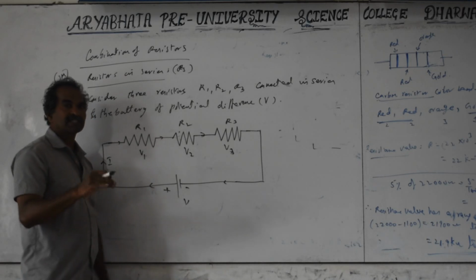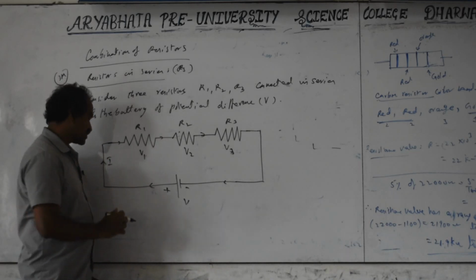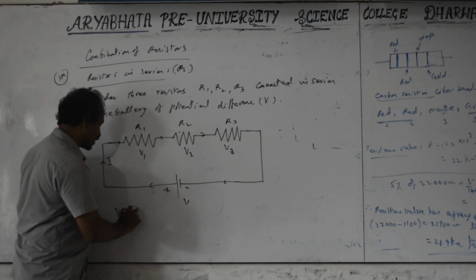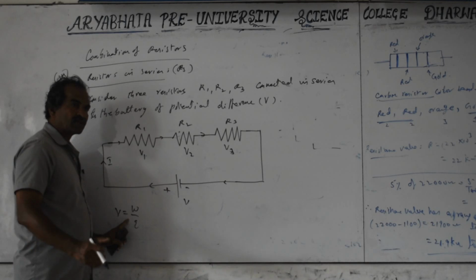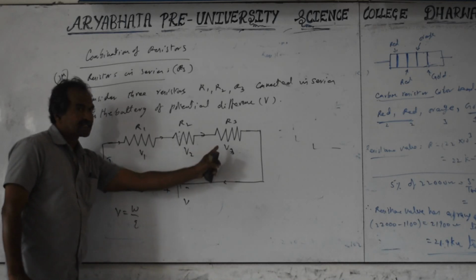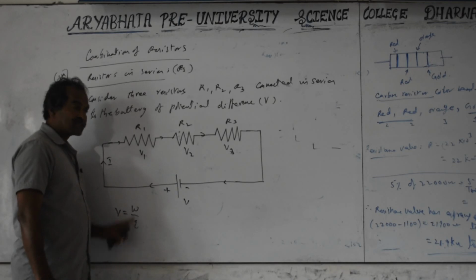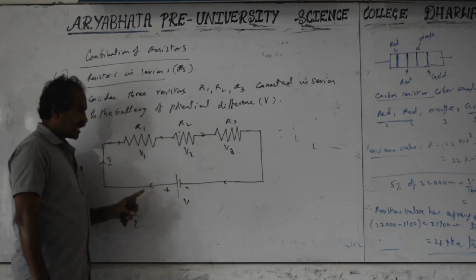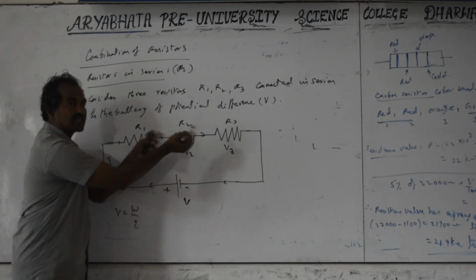Potential difference is related to work. V equals W by Q. Potential difference, as we discussed in electrostatics, is work per charge. So V is doing the work to push the charge Q, meaning electrons, through all the resistors. But V1 does the work to push the charges only through R1, and so on. The total work done is equal to the sum of the work done across each resistor.